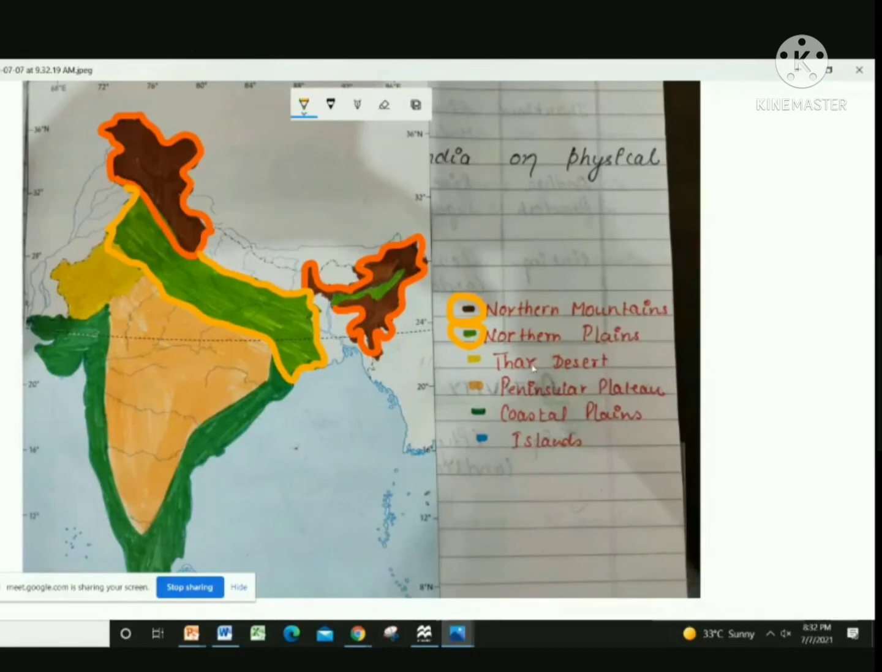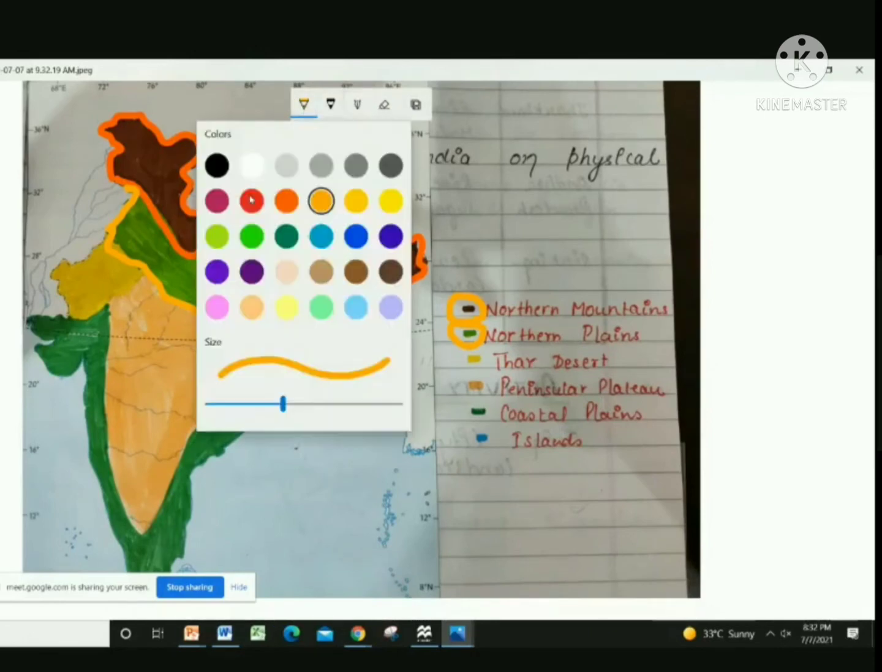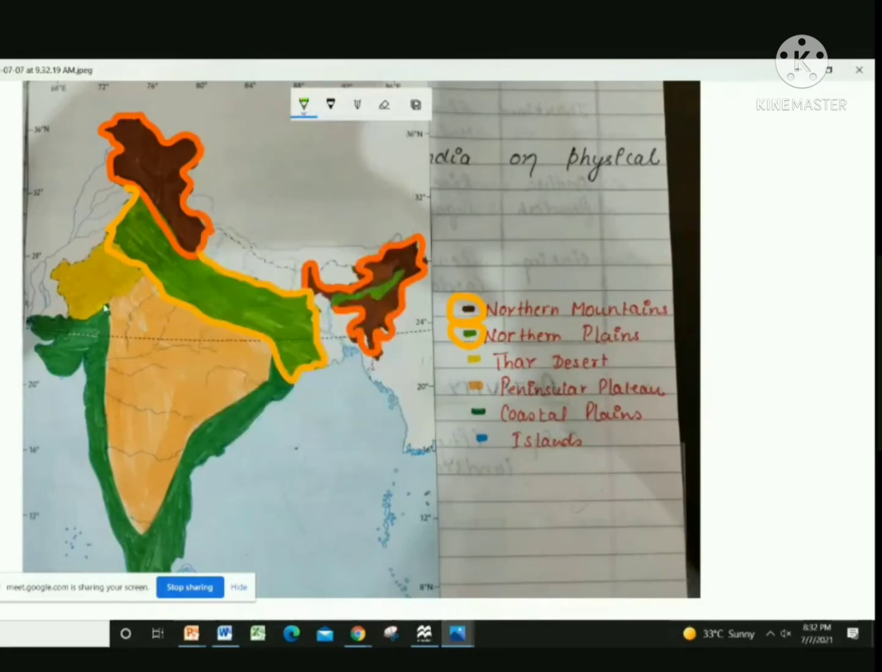Next we will mark the Thar Desert. The Thar Desert is located in the western part of India. It stretches from the Rann of Kutch in Gujarat to the borders of Haryana in India. It is also known as the Great Indian Desert or the Western Desert.